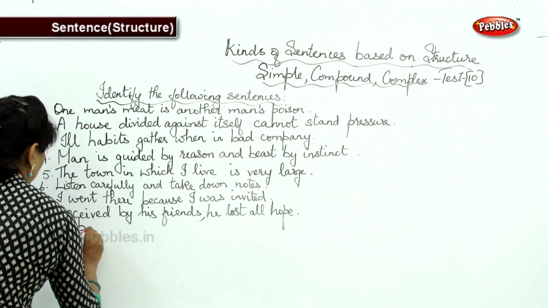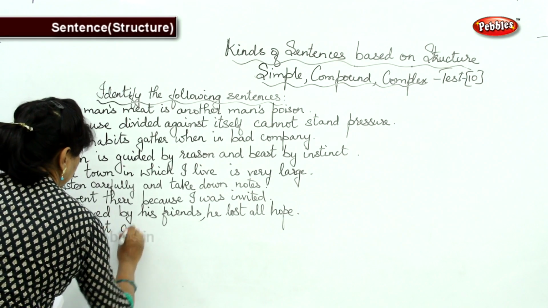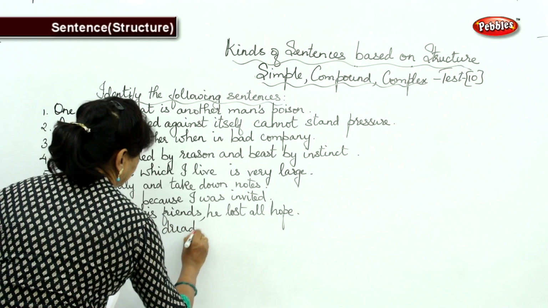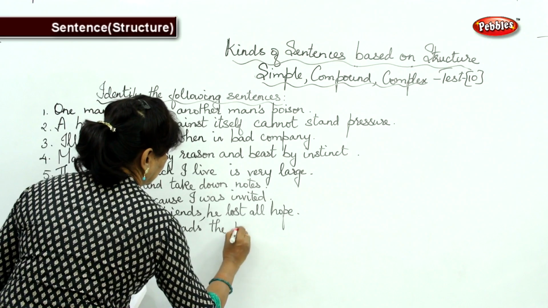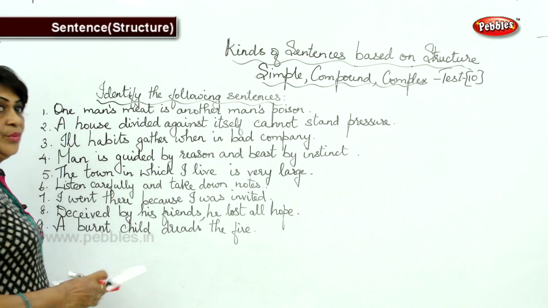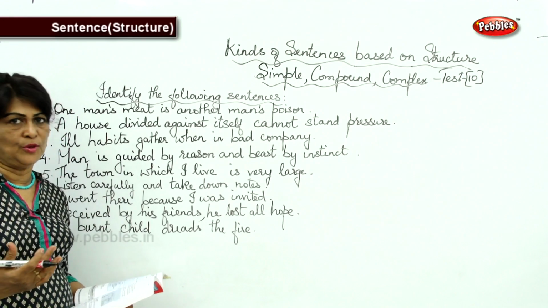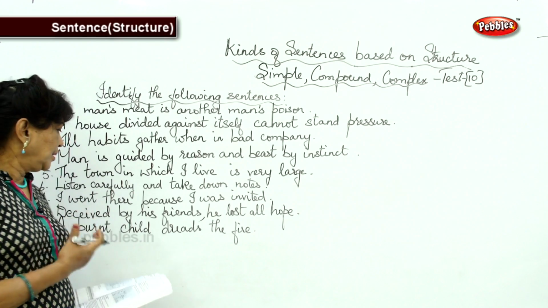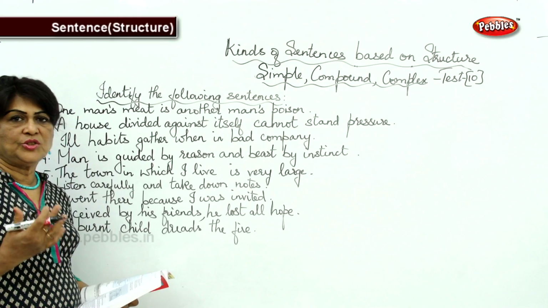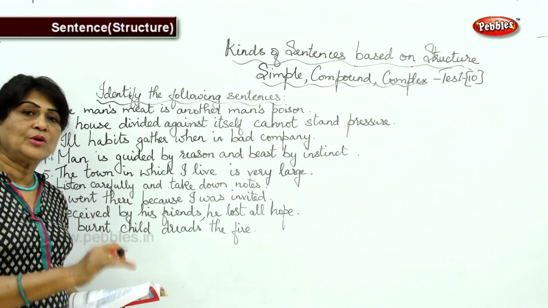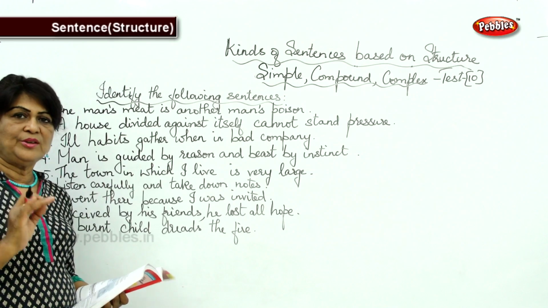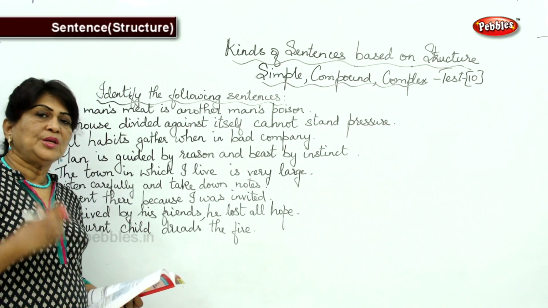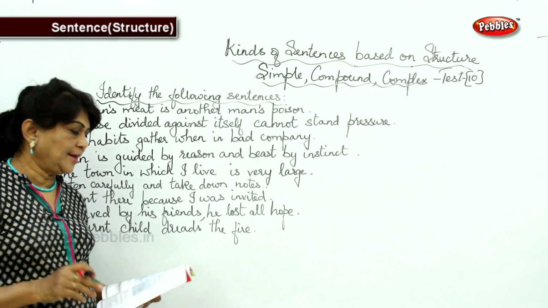A burnt child dreads the fire. What does it mean? When you have gone through some misfortune, you will not endeavor that again, isn't it? A child who has been burnt by fire will not go near the fire again. So, when some misfortune has happened to you, you will not think of doing that same thing again.